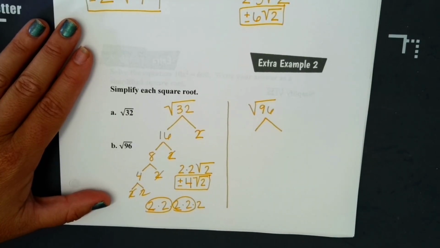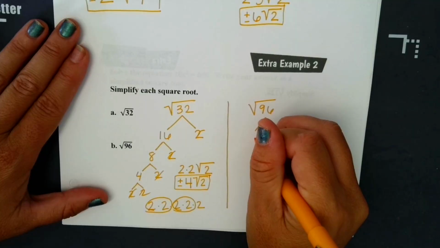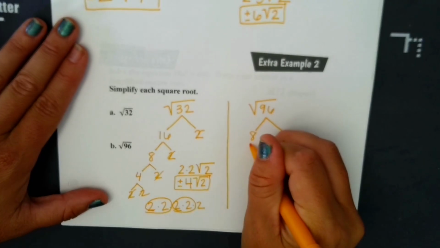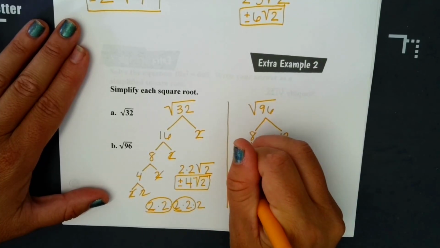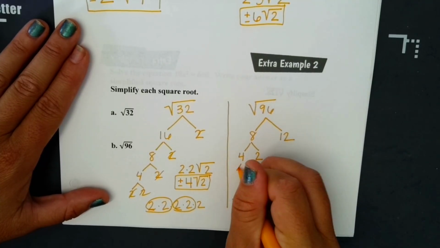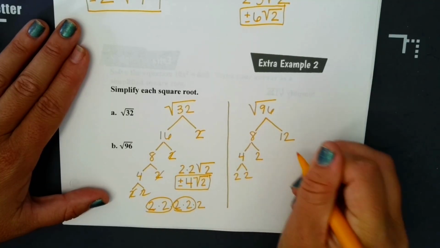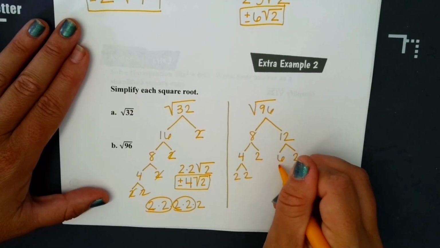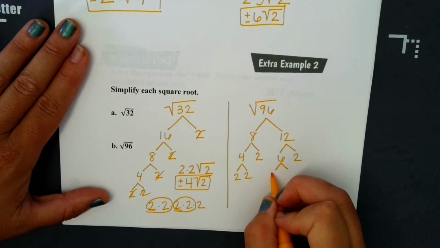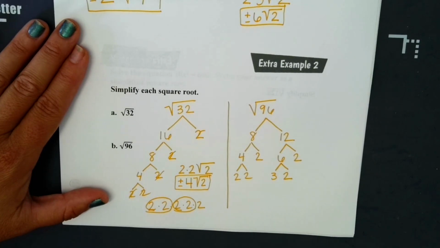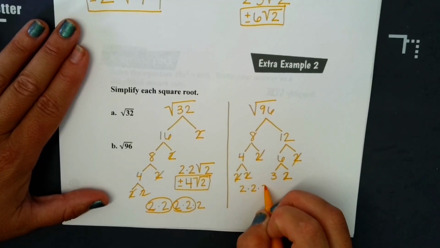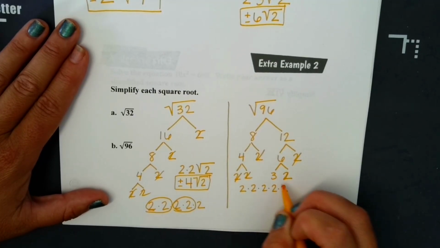All right. How about 96? 8 and 12. How do you break up 8? 4 and 2. How do you break up 4? 2 and 2. How do you break up 12? 6 and 2. How do you break up 6? 3 and 2. Can I break up anything else that doesn't have a tree coming off of it? No. So I have 1, 2, 3, 4, 5 2s. And 1 3.